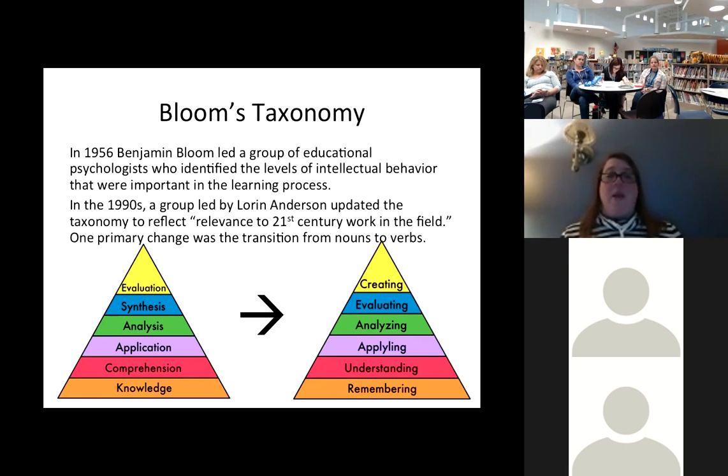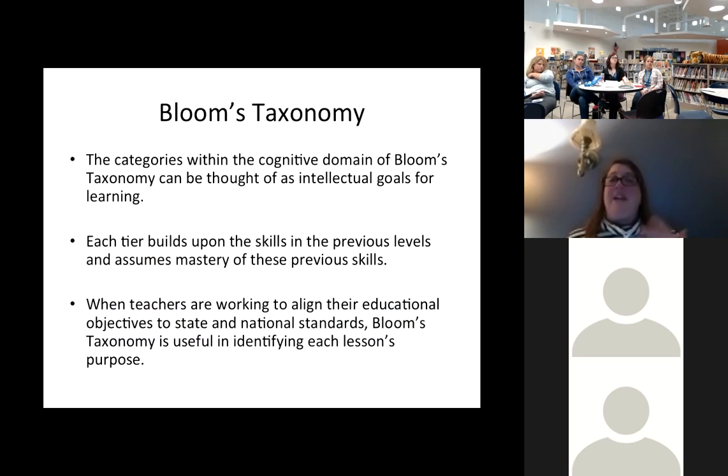And so all you need to know from this slide is that there are skills that build upon previous skills of remembering, then understanding, then applying, analyzing, evaluating, and creating. And so it can be thought of as intellectual goals for learning for our students. And each tier builds on the skills in the previous level, and it assumes mastery of the previous skills. So to apply something, the taxonomy, that's the 3rd level, assumes that you understand it. And to analyze something assumes that you know how to apply it.